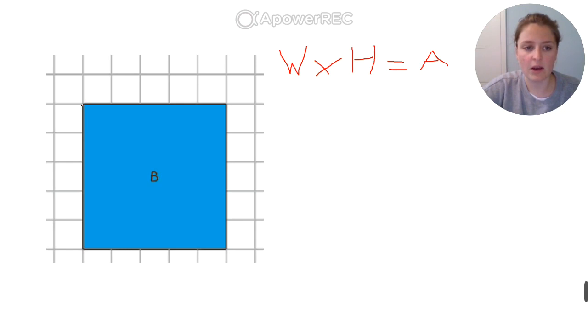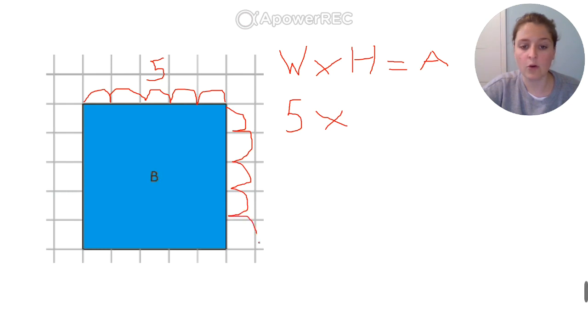So let's have a look. The width of this shape is 1, 2, 3, 4, 5. So I've got 5 is the width of my shape. And the height of my shape is 1, 2, 3, 4, 5. Oh, my width and my height are the same. That must mean that this is a square. So the width and height are the same.